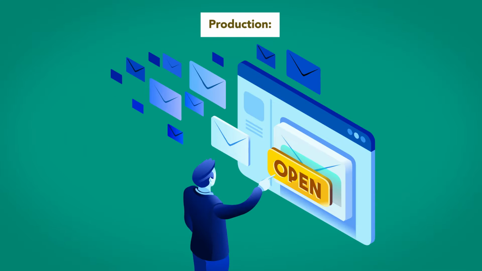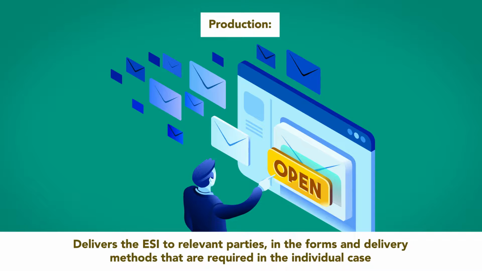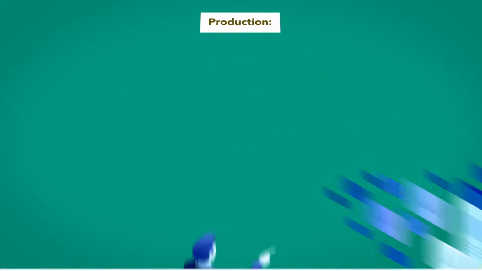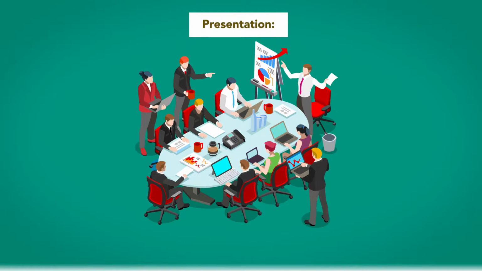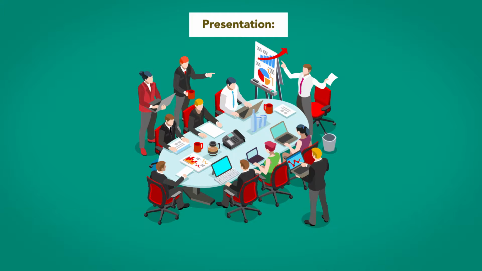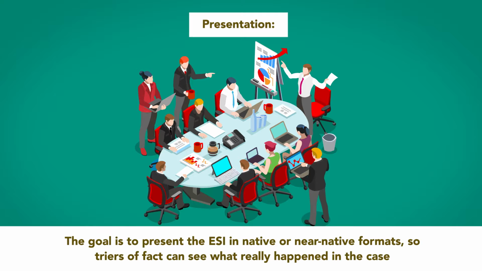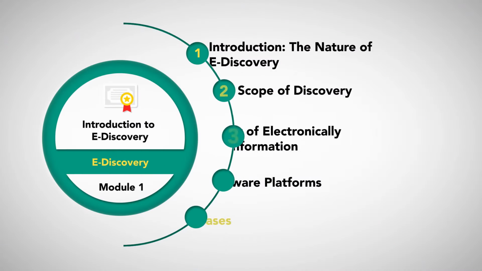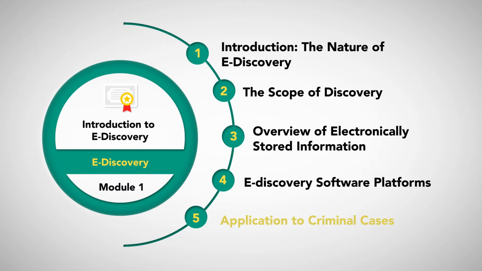Production. Delivers the ESI to relevant parties in the forms and delivery methods that are required in the individual case. Presentation. This is where one displays data findings at depositions, hearings, trials, etc., to elicit further information, validate existing facts or positions, or persuade a jury. The goal is to present the ESI in native or near-native formats so triers of fact can see what really happened in the case.